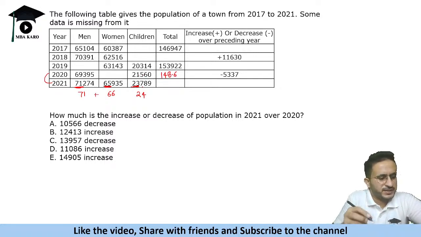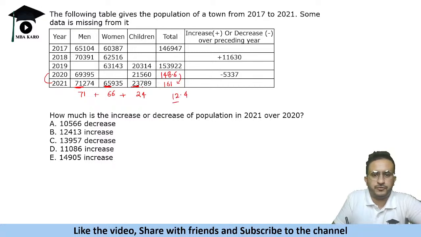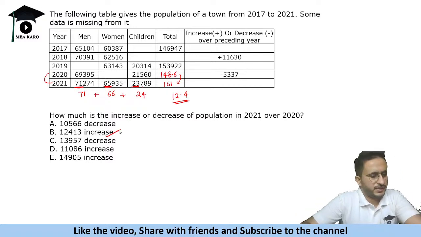Okay. So let's say that we add this. So this is 90 plus 71, 161. Okay. So 161 means an increase of 12.4. So 12,413 increase.